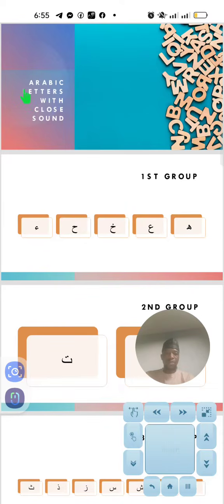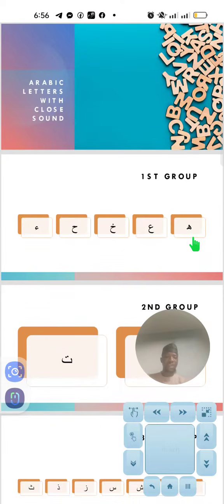Here you have Arabic letters with close sounds. We have identified some letters that, whenever they take fatha, kasra or dhamma, their sound looks similar. They are 5 groups as we identified. So we are starting with the first group. As you can see on the screen right now, the first group has Hamza, Ha, Kho, Ain, and Ha.